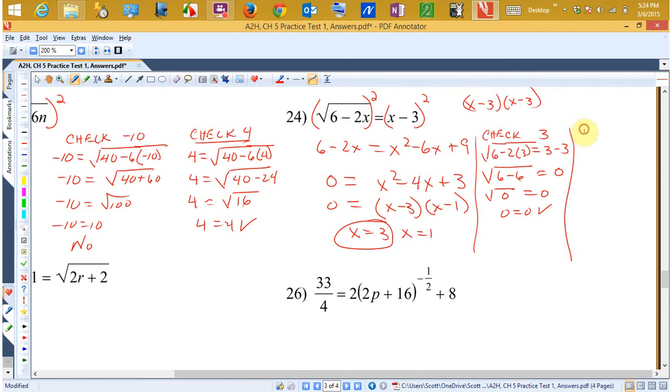Let's try the other one. Checking 1. Okay, so I've got the square root of 6 minus 2 times 1 is equal to 1 minus 3. The square root of 6 minus 2, that's going to be the square root of 4, is equal to negative 2. Well, right now, I already know it's not going to work because I have a square root equaling a negative number. So 2 is equal to negative 2. That's no. So this is extraneous.